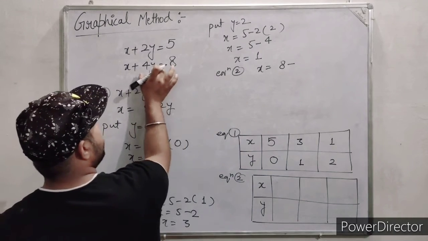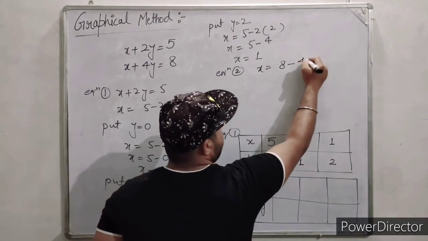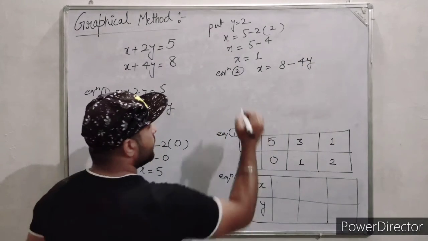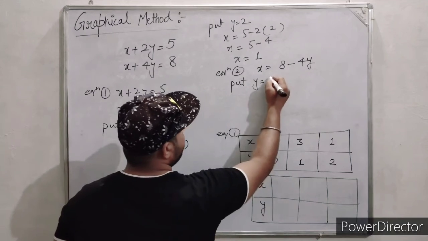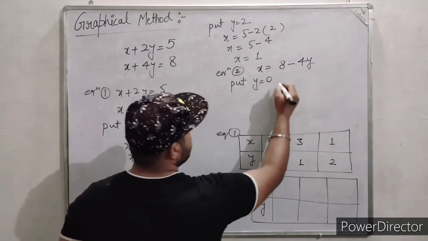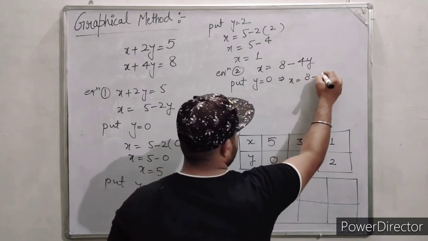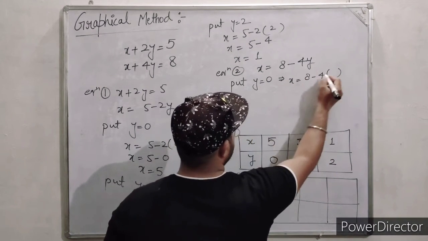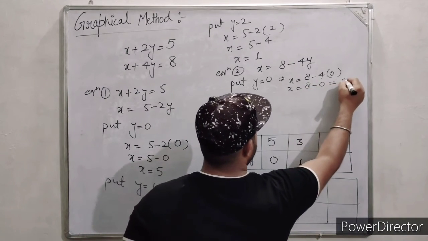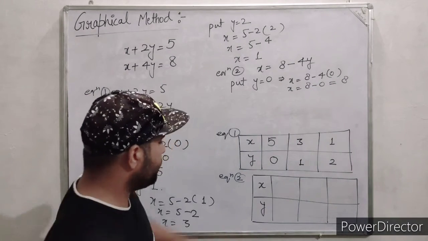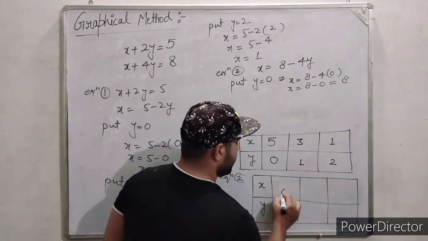8 minus 4y. ये जो पॉजिटिव 4y है इधर आकर क्या हो जाएगा? माइनस हो जाएगा. Now put y is equals to 0. You will get the value of x. X is 8 minus 4y. Y is 0. So x is 8 minus 0, that is 8. So whenever you will put y equal to 0, you will get the value of x is 8.